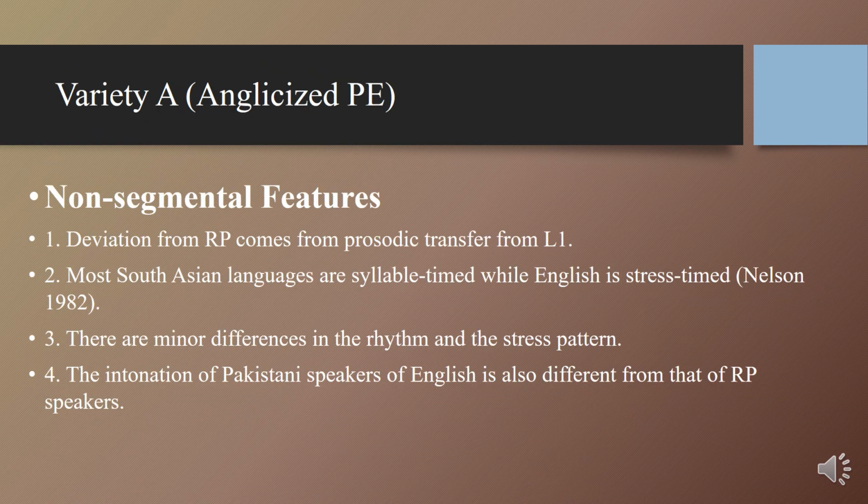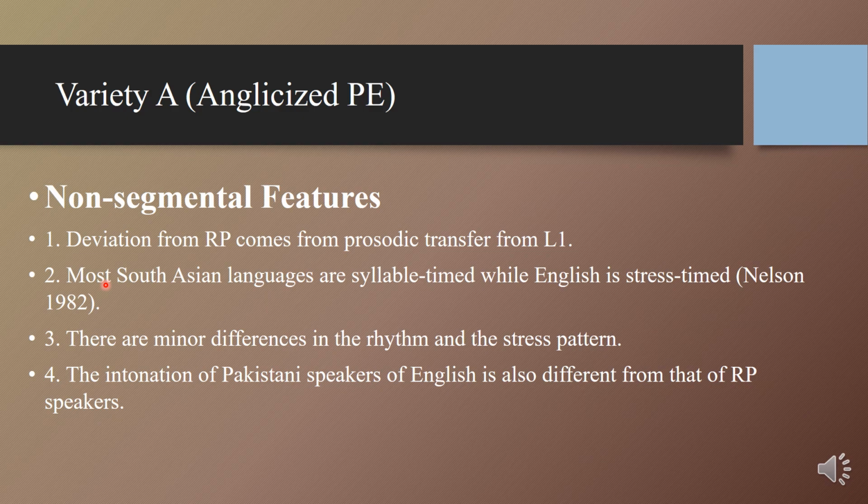Non-segmental features are related to the features that cannot be divided into segments. First one is deviation from RP comes from prosodic transfer from L1, means the system of accent that is different from RP, and Pakistani English deviates from RP rules.